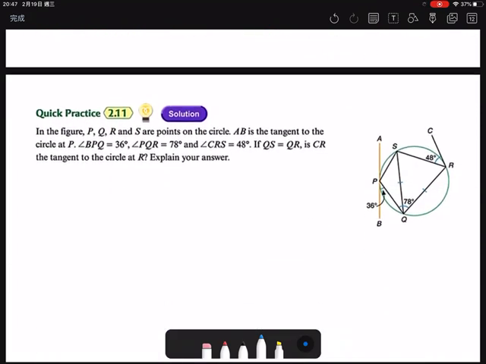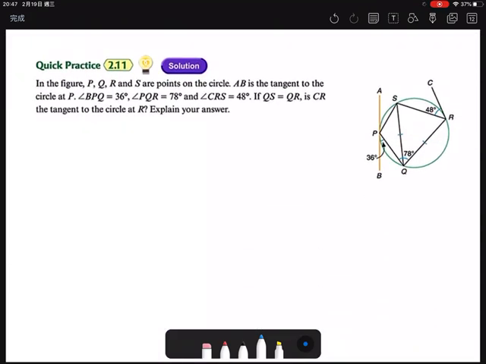Okay, so now let's do a practice. Quick practice 2.1. So in the figure, PQRS are points on the circle, we have 4 points on the circle, and it means that PQRS is a cyclic quadrilateral. So later if you need the property of cyclic quadrilateral, you can use them. AB is a tangent, a very important condition. If it is a tangent, we will have angle in alternate segment.